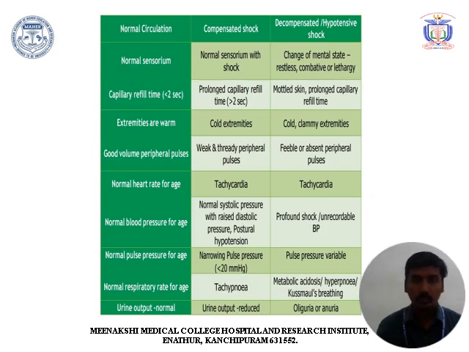So this is the difference between compensated and decompensated shock. The only difference is in compensated shock the sensorium will be preserved, the BP will be normal, and the urine output slightly reduced. In decompensated shock the sensorium is altered, the BP will be low, and the patient develops oliguria or anuria.